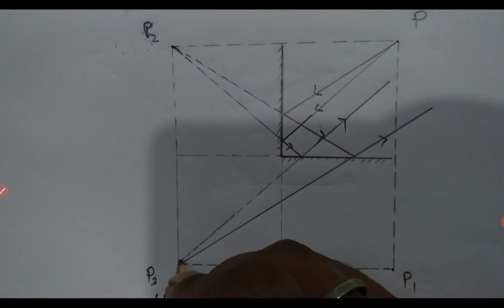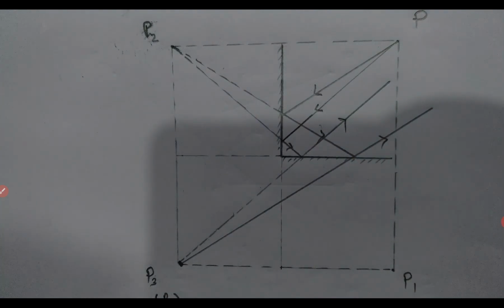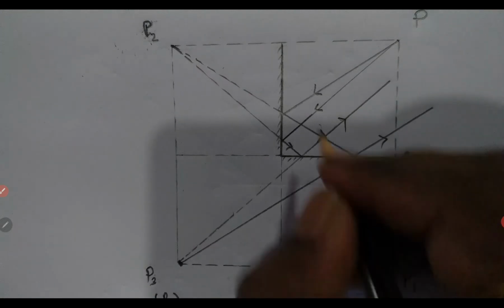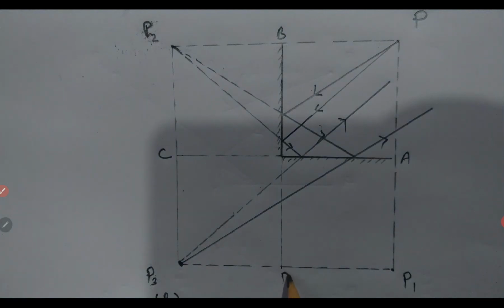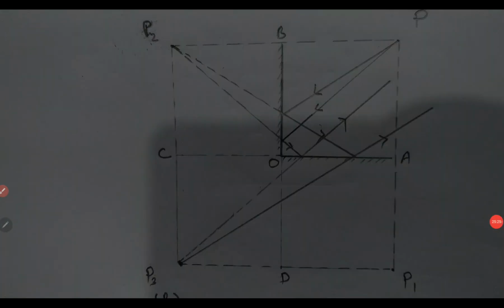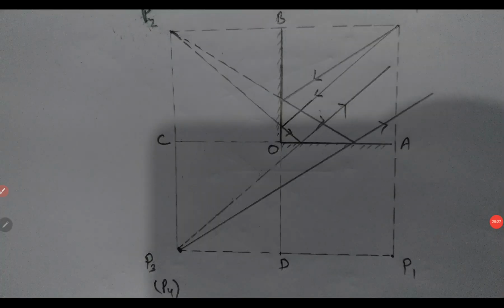So my reflected rays are ready and my position of the image is also ready. So my figure is ready. You can use a compass to draw the circumference of a circle, but it is not necessary to draw the circumference of the circle. So now I can mark the mirrors, that is A, B, and there should be O here. I hope it is understood now. So this is the complete figure. So this much for this particular diagram.